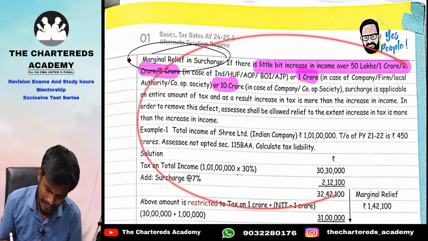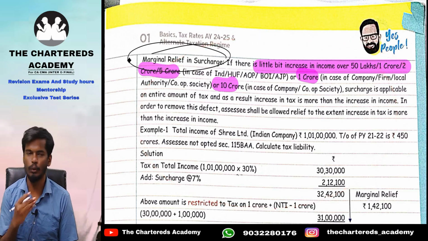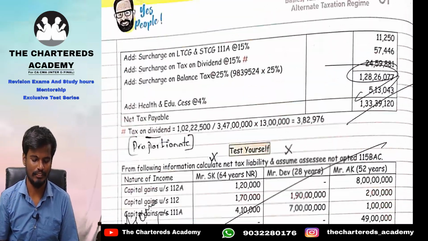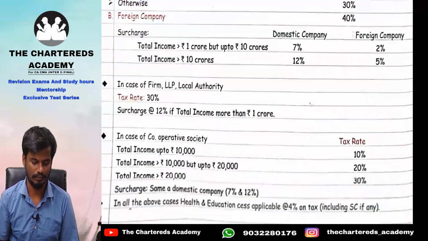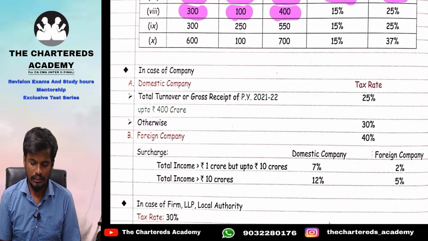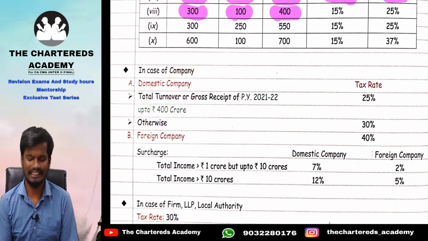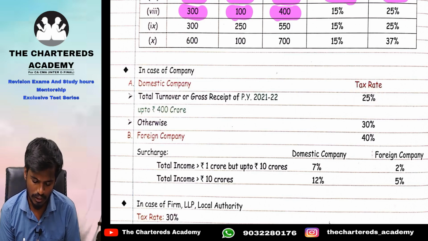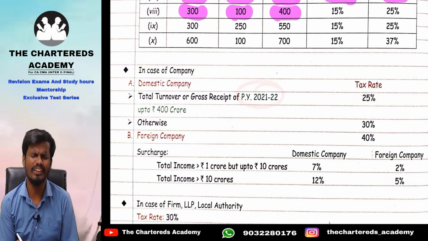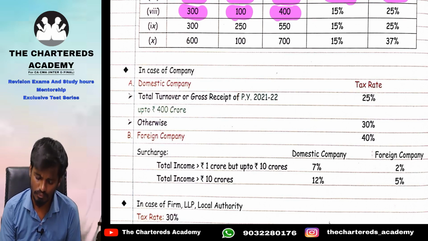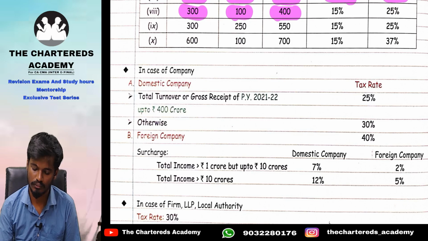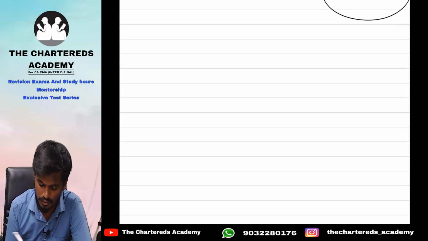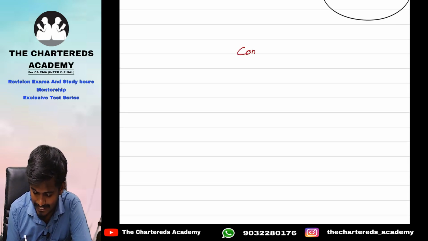Before going to explain the marginal relief, I am going to explain what the tax rates of the company are. Sir, for the domestic company, the tax rate is 25%. If the total turnover gross in the previous year is within the limit, 21%. Why 21%? Company tax rate.